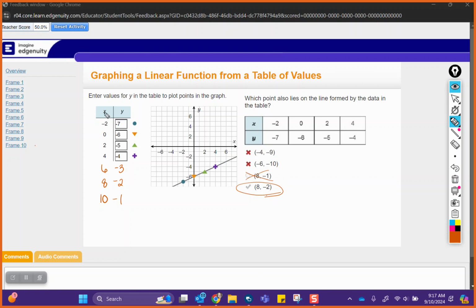If I wanted to go the other direction, negative 4 and negative 6, just to make sure I could see these 2 points in my table, we're going down 1, so that would be negative 8, not negative 9. And that one would be negative 9, not negative 10. So you can extend those tables. Remember, we learned that if it's linear, the table will increase by the same number in the x values, and it will increase or decrease by the same number in the y values as well.